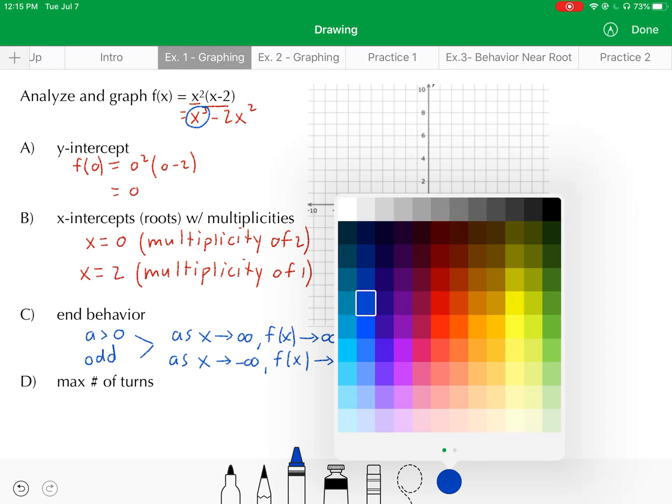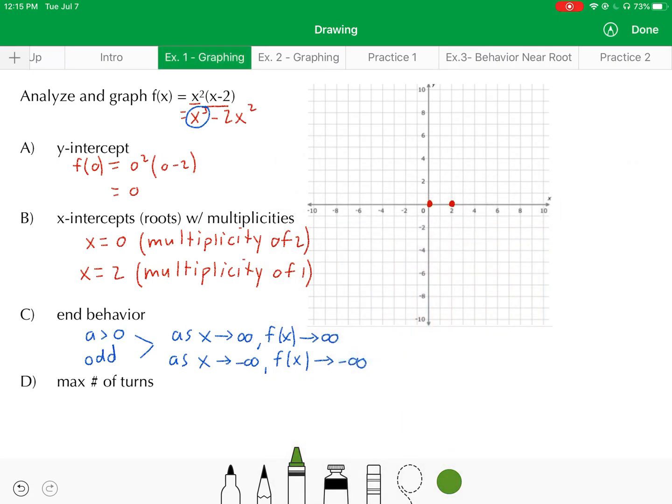Lastly, maximum number of turns we know is based on the degree. Well, the degree would be this power of 3 here. So if the degree is 3, maximum number of turns is always 1 less than that. So there could be up to 2 turns for this graph. Okay?